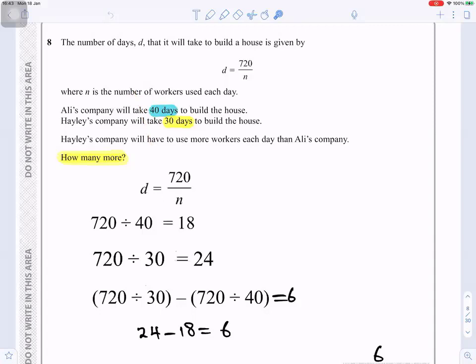So we start with Ali's company. Ali's company has 40 workers. So 720 divided by 40, because N is 40 for Ali's company. 720 divided by 40 gives us 18. Now we go to Haley's company. Haley's company is 30 days. 720 divided by 30, because N is 30, that gives you 24. And we want the difference between the two. 24 minus 18 gives you 6. So 6 more.